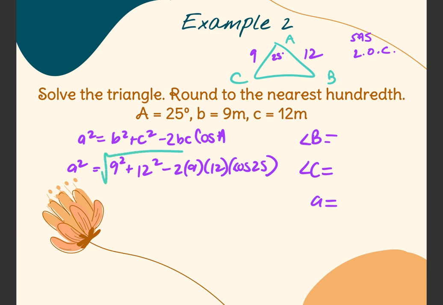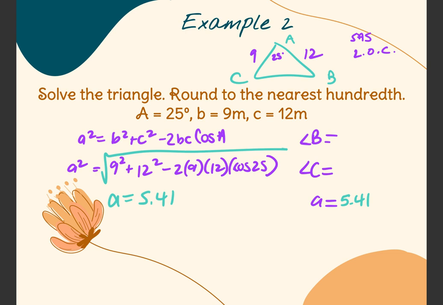So in my calculator, I can actually just square root that whole thing. And you don't have to worry about your parentheses this time because the natural order of operations will complete it the way it's supposed to. So square root, 9 squared plus 12 squared minus 2 times 9 times 12 times the cosine of 25. And A equals 5.41. Again, I did that all in one step. If you want to break it apart, you totally can, but I did it all in one step.